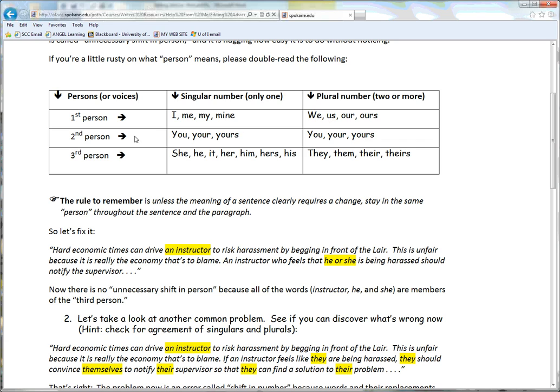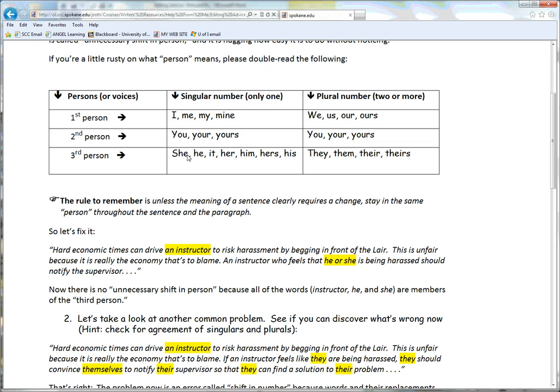Okay? Second person, both singular and plural are the same, and that's because I could mean you, just one person, like Johanna, would you read question 2, please? Or I could instead say, class, would you all turn to page 42? So in Johanna's case, it's one, and in the class, it's more than one, but it doesn't matter because it's the same word.